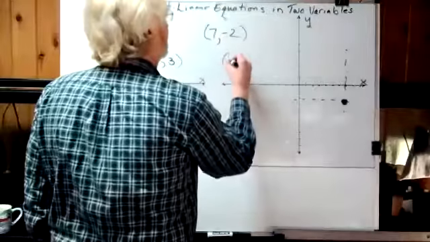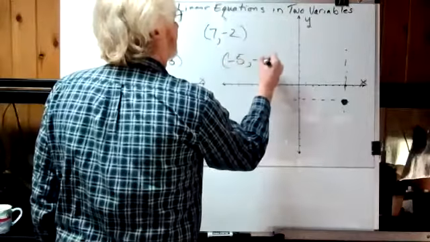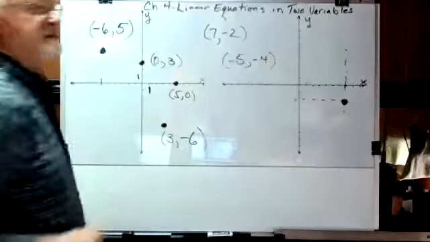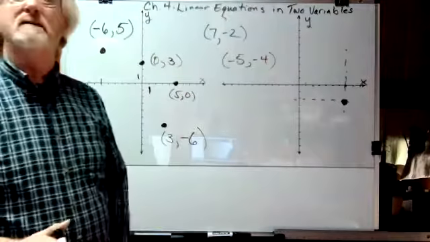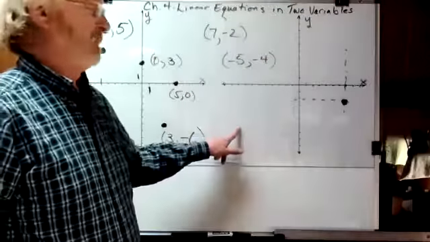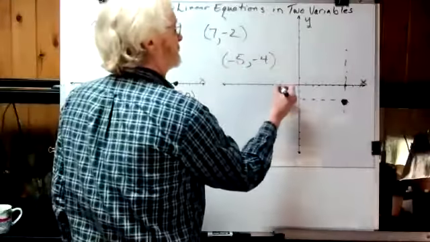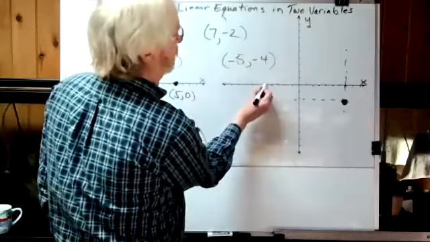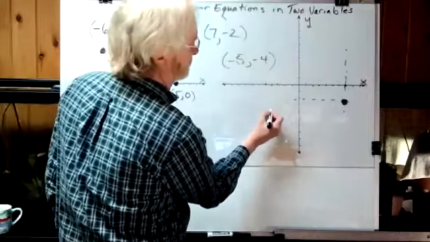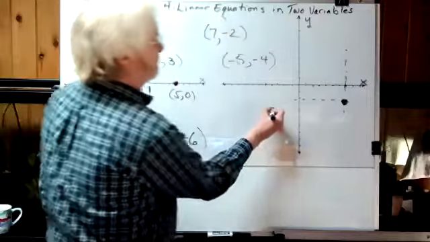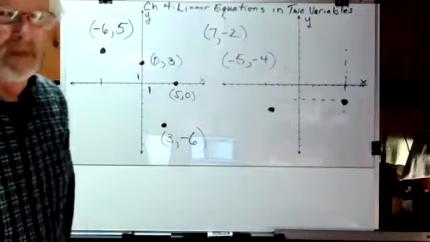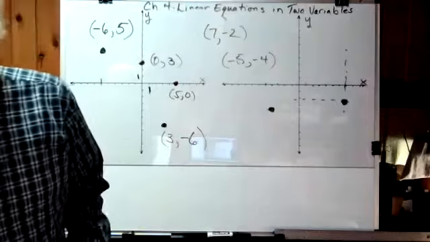Or if I have -5, -4 as the coordinates of a point, both values negative, it must be over here, third quadrant someplace. -5 for x: 1, 2, 3, 4, 5. -4 for y: 1, 2, 3, 4. Roughly there on my graph. That's the location of that point in the plane.